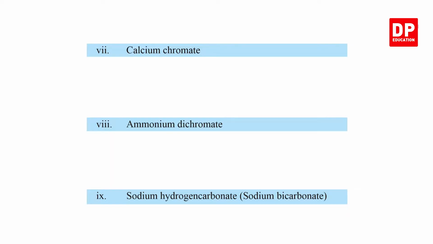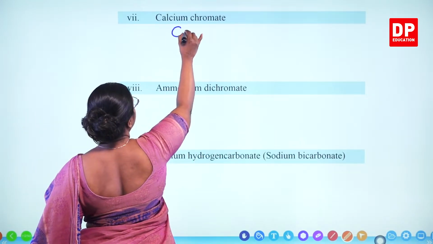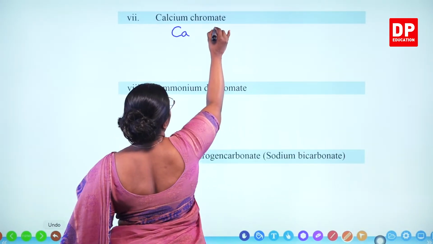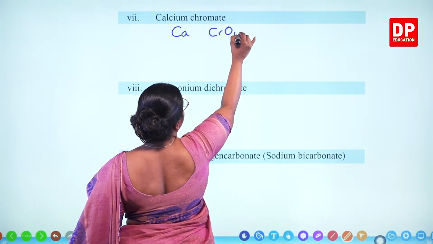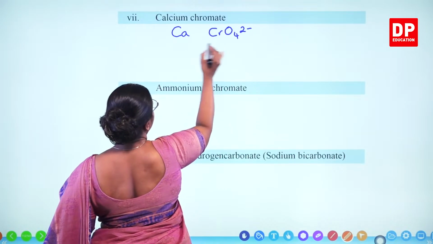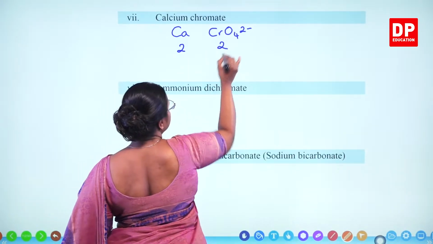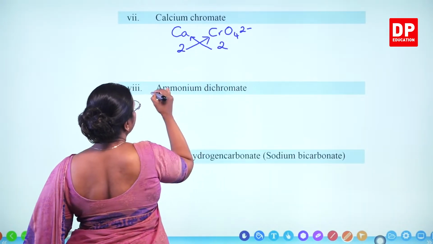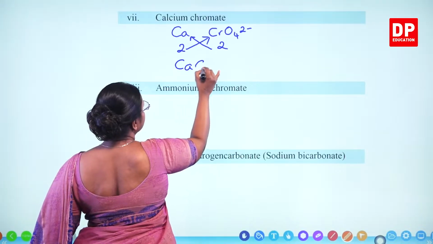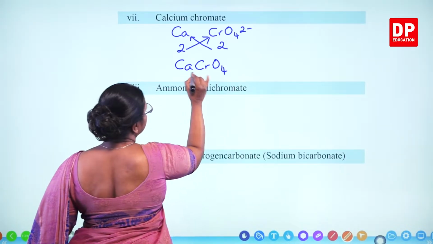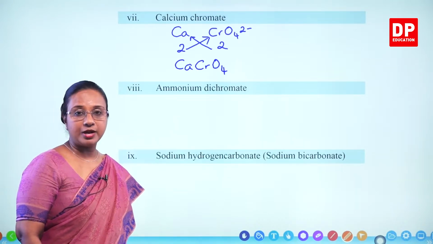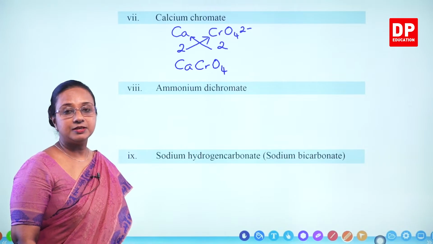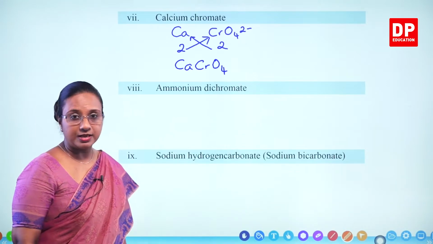Calcium chromate. Calcium is Ca, you can remember. Chromate is CrO4 2 minus. So if we write the valencies 2 and 2, that you have done, and we exchange it. So what did you get? You get calcium CrO4 because both are equal values, 2 and 2. We don't have to write it. CaCrO4 is the formula for calcium chromate.